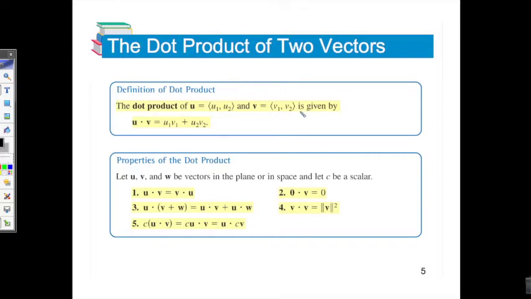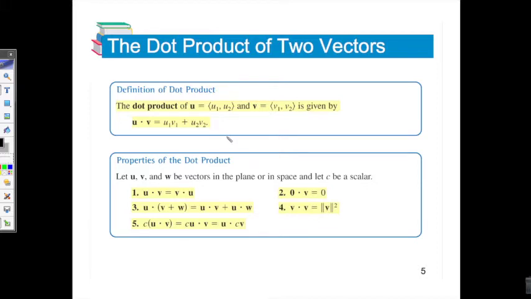Alright, and we have a whole bunch of different properties of dot products, which again are a lot similar to properties of regular numbers. Like, if you multiply something by another one, it's the same thing as the first by the second. Multiplication by 0 is 0. The dot of two vectors which are the same is just their magnitude squared.